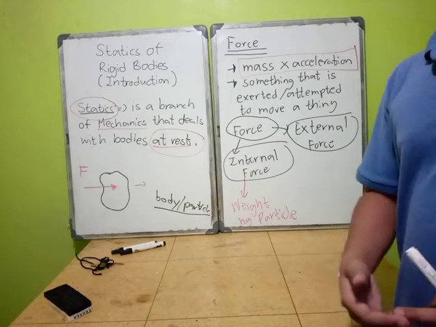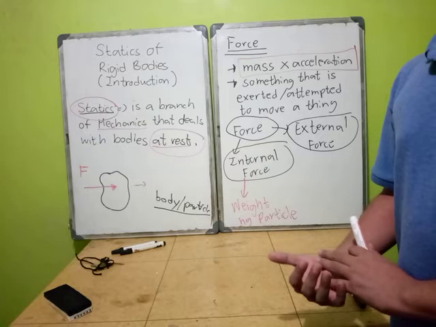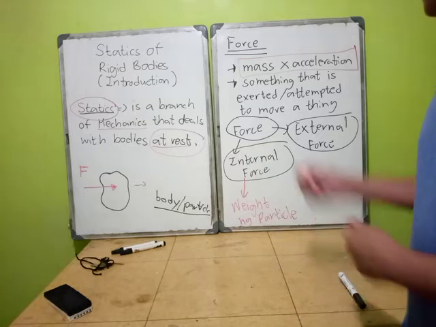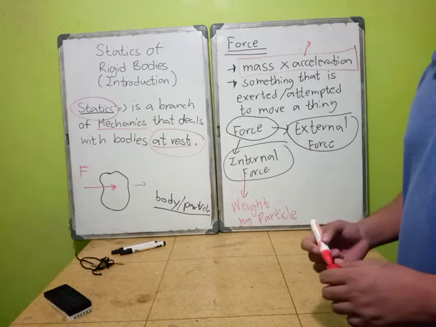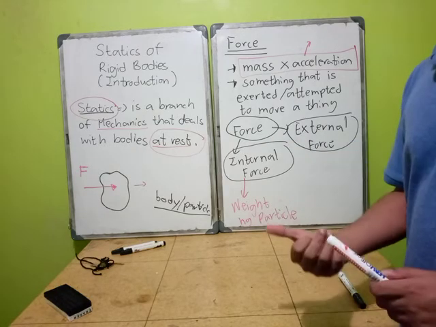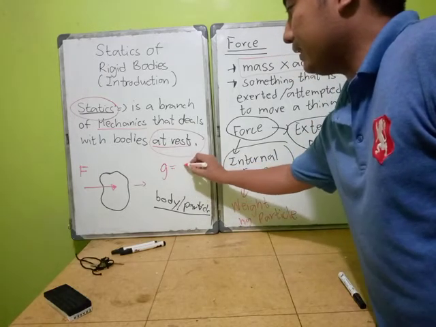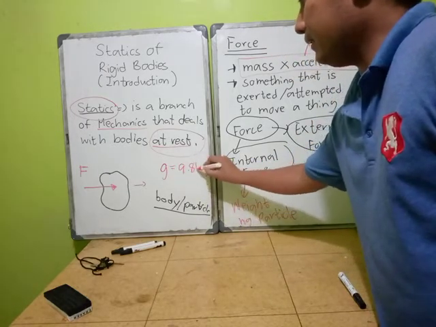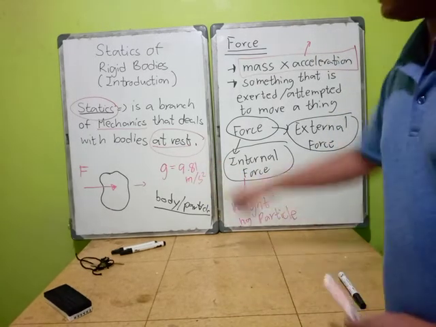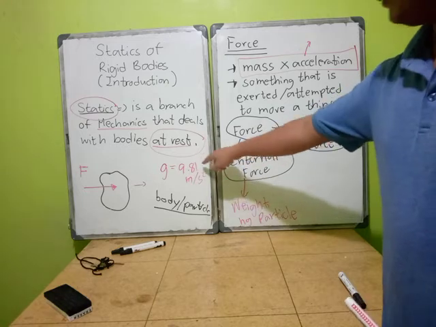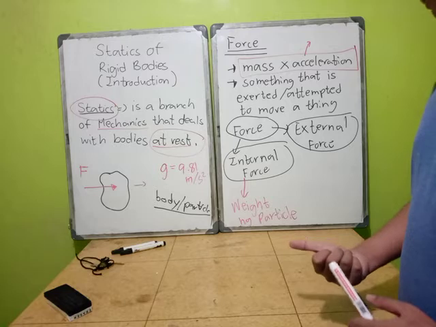So, if we are here in Earth, usually the acceleration due to gravity is equivalent to g. And g is equivalent to 9.81 meter per second squared. So, this is the general assumption of g. We should multiply it to mass nang sa ganun makuha mo yung weight.